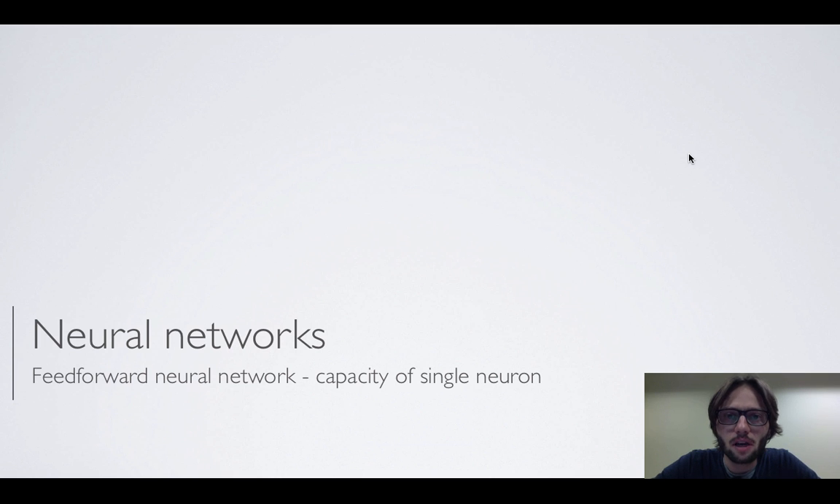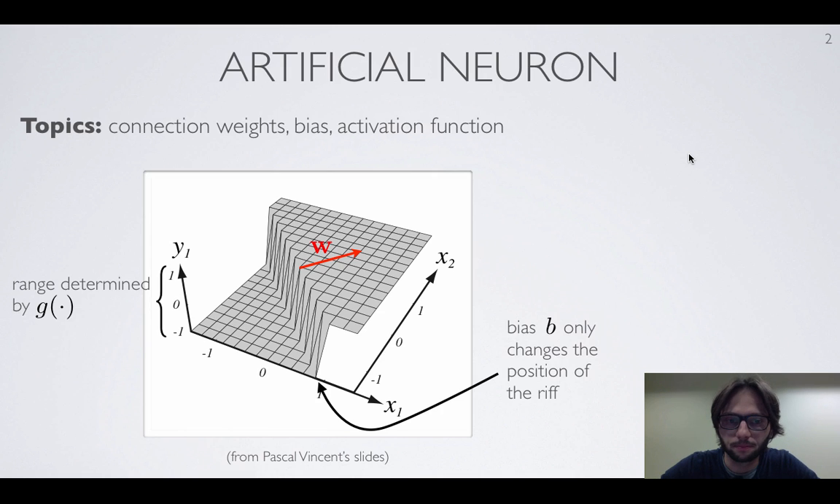In this video, we'll discuss the capacity of a single neuron, that is, the complexity of the computations that it can perform. We've seen before that in 2 dimensions, if we draw the output or the activation of a given neuron, it will look something like this, where we get a ridge between 2 parts of the space. The orientation of the ridge is defined by the vector W, and the bias will also determine the position of this ridge.